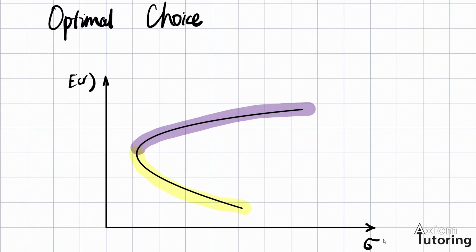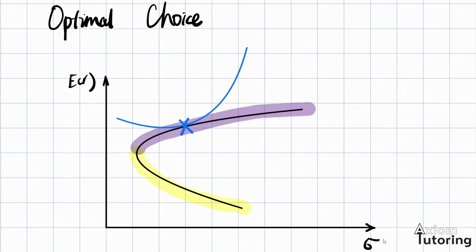Okay, so now suppose we have an indifference curve that is here. The investor is going to choose a portfolio that gives him the highest utility possible. So that's going to be just tangent to the possible portfolios here. So this point here is going to be the optimal choice, or the optimal portfolio, for this individual.